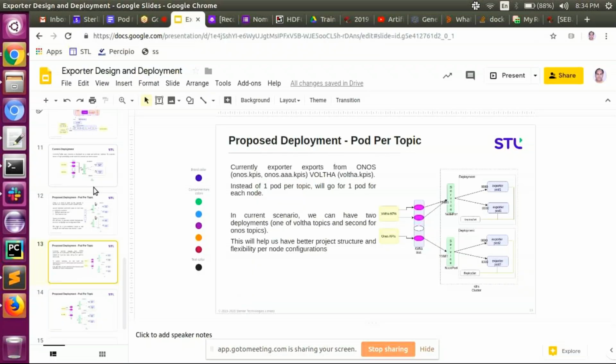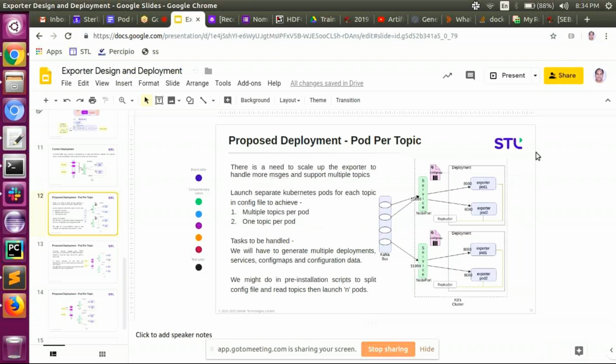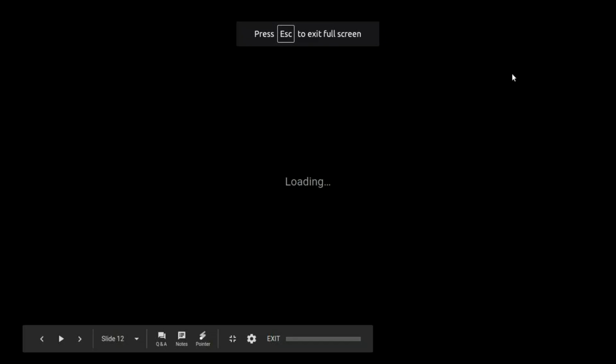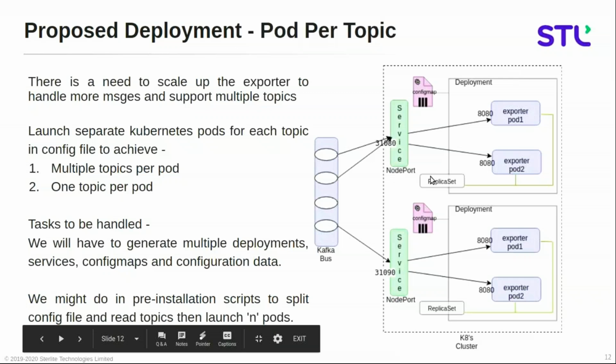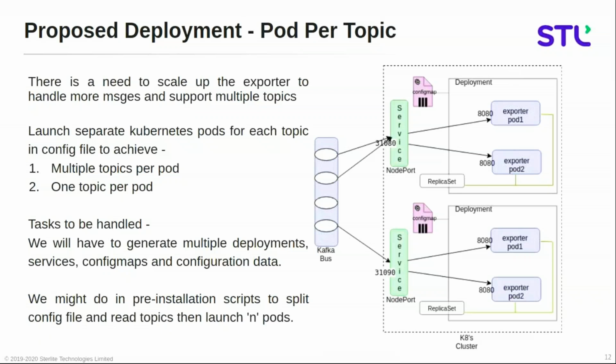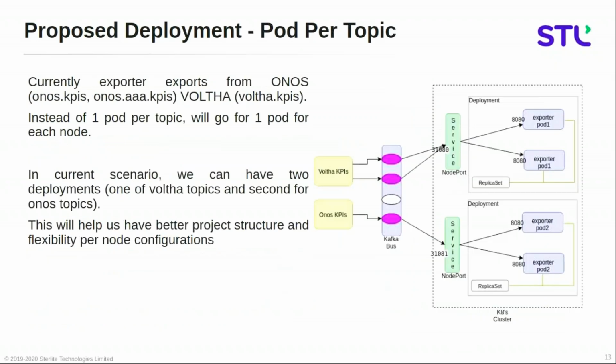Yes, I am. Can I share my screen quickly? Sure. So in continuation to the discussion last week, I hope my screen is visible. We were talking about the deployment per pod, one pod per topic. We need some more clarity, but what I came up with is, instead of each topic, how about categorizing based on the nodes? For example, VOLTHA KPIs. Let's say VOLTHA is published on multiple topics, so all those topics can be grouped.